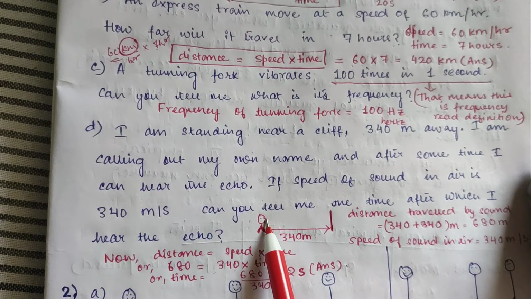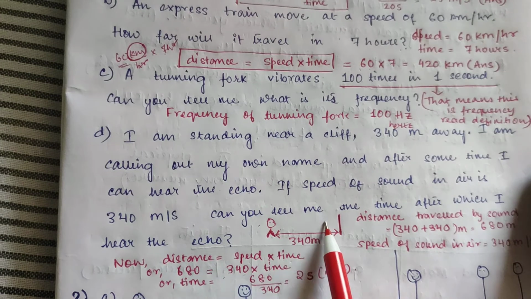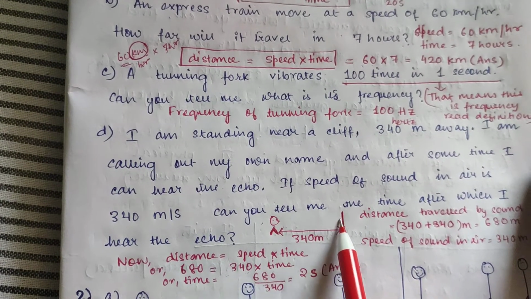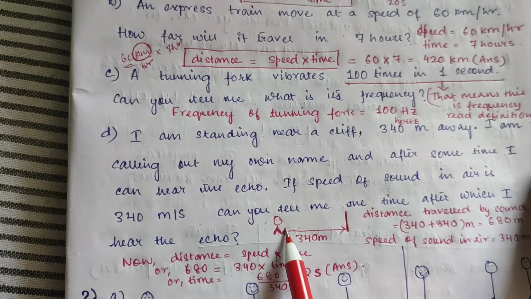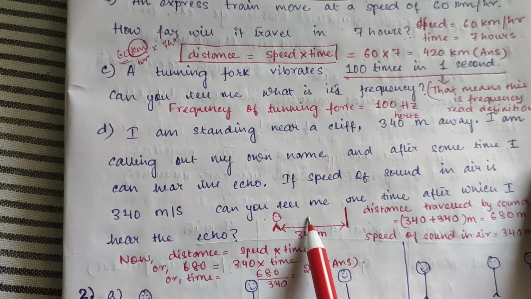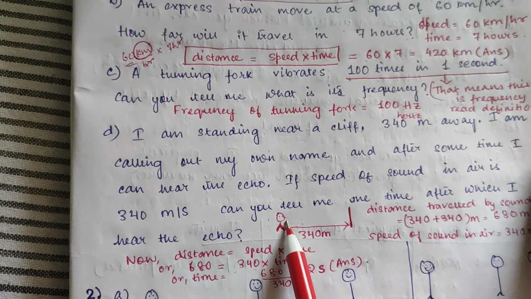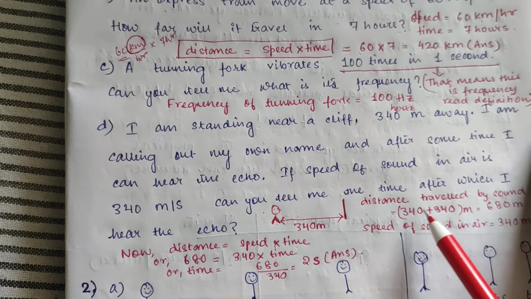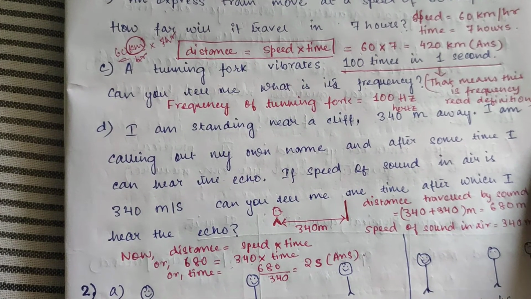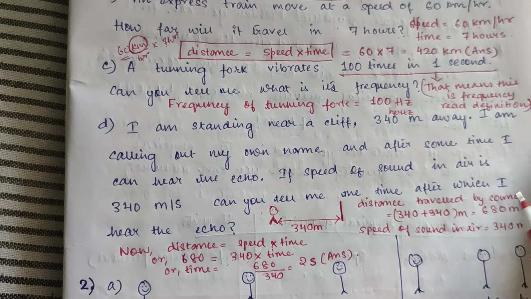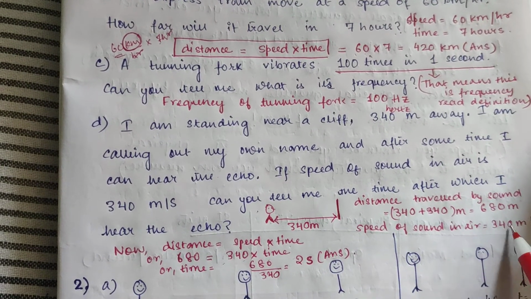It's an obstacle, so sound will reflect back to me. What is the total distance traveled by sound then? It's going, hitting the obstacle, again coming back to me. So 340 plus 340, because 340 is the distance between me and the cliff. So the sound is going a distance 340, again coming back, so plus 340. Total distance traveled by sound: 340 plus 340, 680 meters, isn't it? And what is given to us? Speed of the sound in air is given.